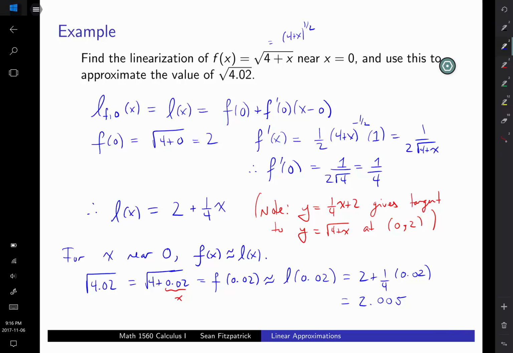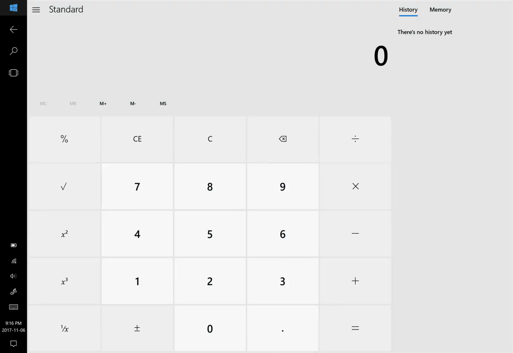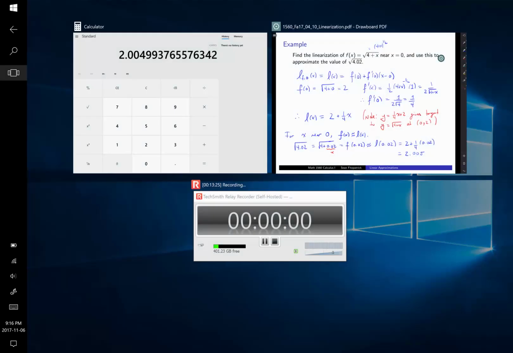And actually, maybe just so we can get an idea, what is that actual square root? Let's see if we can do it. 4.02, and let's take the square root. 2.00499, and then some others. So I would say that our linear approximation of 2.005 is pretty darn good in this case, right? So this is why we like linear approximations. They're easier to calculate than the precise value, and in a lot of cases they're almost as accurate. Okay, so that's it for this video. In the next video we will talk about differentials.